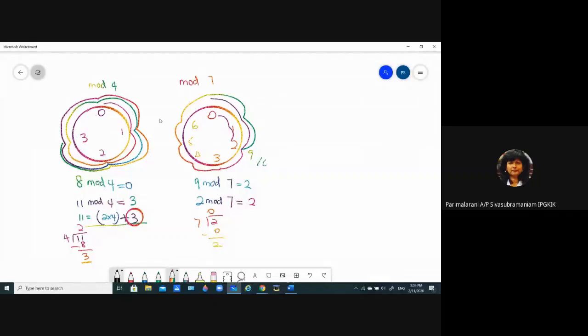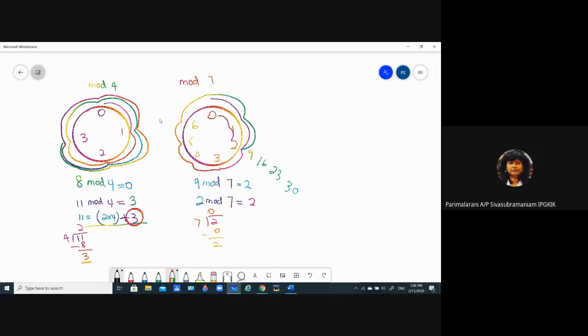16. How do you get that? One cycle is 7, 2 cycles is 14, plus 2 is 16. 3 cycles is 21, 21 plus 2 is 23. 4 cycles is 28, 28 plus 2 is 30. All these have a remainder of 2 when divided by 7.